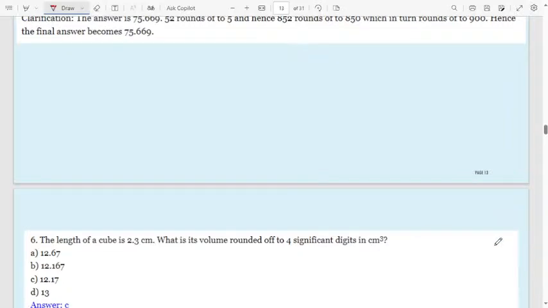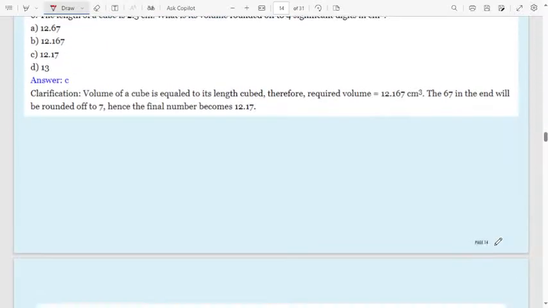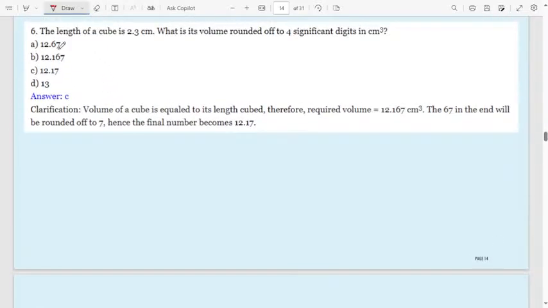The length of the cube is 2.3. What is the volume? Round off to 4 significant digits. This I will solve. Length of the cube is 2.3 centimeter. When you consider a cube, length, breadth, height, everything is the same. Then volume will be length cubed, so 2.3 into 2.3 into 2.3. Multiply, what is the answer here?